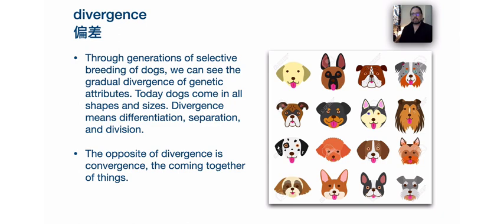Divergence. Through generations of selective breeding of dogs, we can see the gradual divergence of genetic attributes. Today, dogs come in all shapes and sizes. Divergence means differentiation, separation, and division. The opposite of divergence is convergence, the coming together of things.